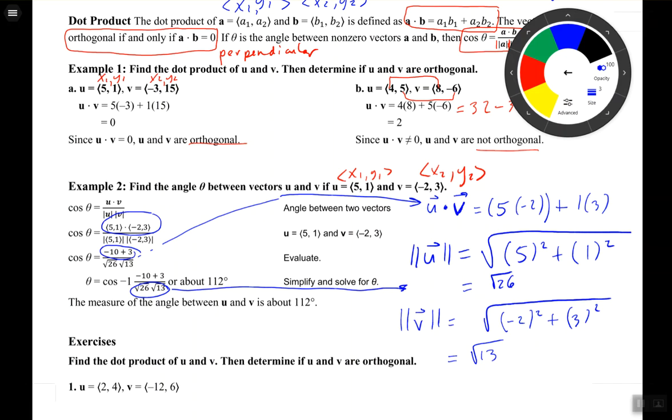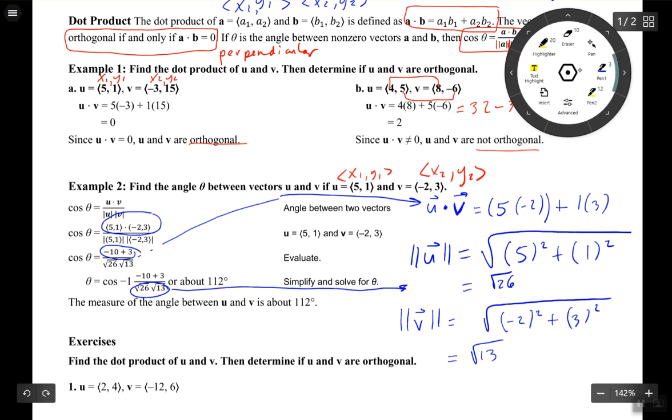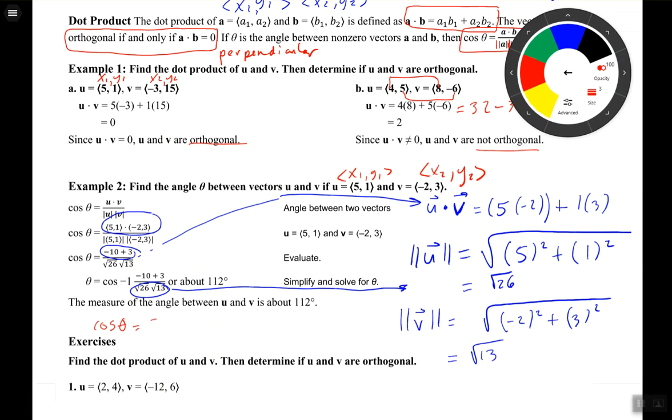Last thing. If we have that, can we put it in the calculator? And this is messed up. That's supposed to be an inverse cosine there. I don't know how it got messed up, but it did. So for the cosine, we have cosine of the angle is equal to negative, what's negative 10 plus 3? -7.